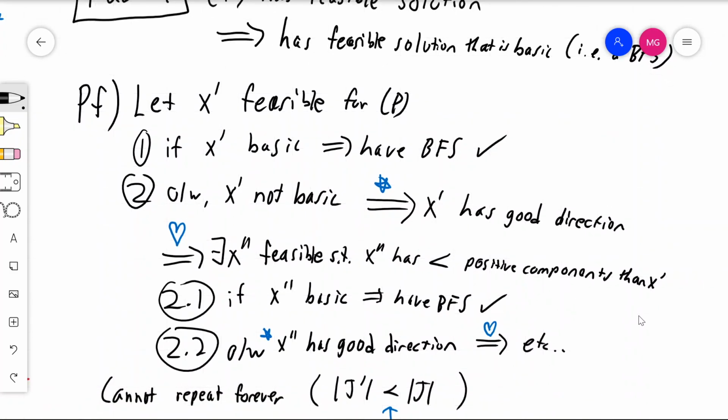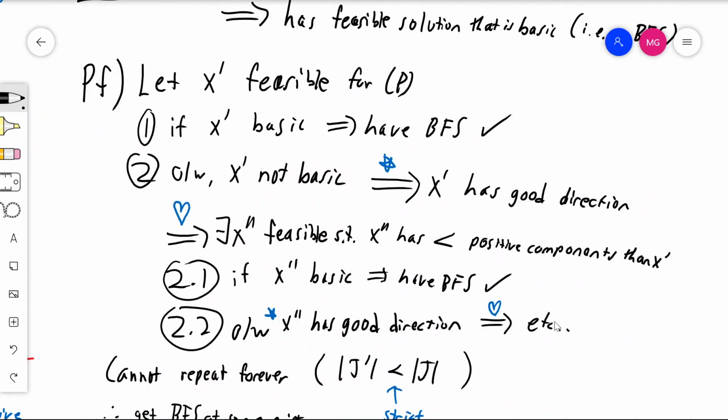And now you just iterate this. So we're at a feasible solution, and we have strictly fewer positive components now. Either this new feasible solution is basic, in which case we're done, or you do the same thing again. Since it's not basic, it has a good direction, and since it has a good direction, there must be some feasible solution that has strictly fewer positive components than it does, and so on. Well, not forever, actually. That's absolutely the wrong word to use. It must terminate.